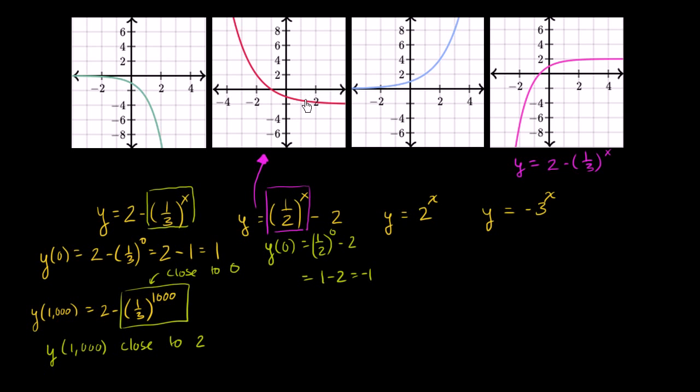And you could also think about its behavior as x becomes more and more negative. As x becomes more and more negative, that's like raising 2 to a positive value. So 2 to a positive value, you see that as x becomes more negative, y becomes larger and larger and larger.